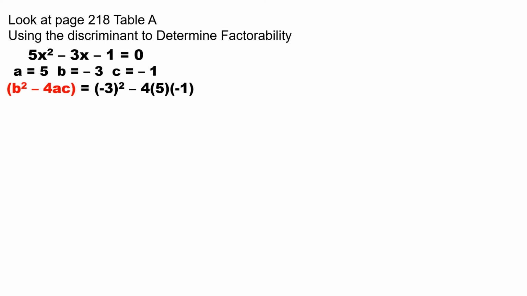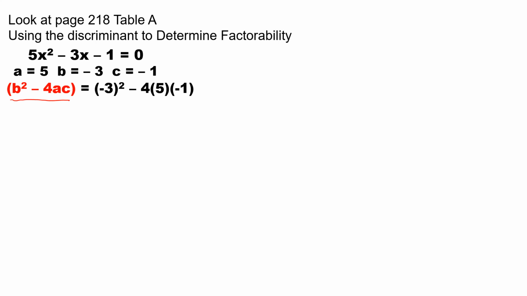So if you look at page 218, there's a table A. It's called using the discriminant to determine factorability. So here's a quick way for you to determine, should I use the factoring method or should I use the quadratic formula? And so you take your given equation, that's the one we had, I think, in the previous section. You've determined the A, B, and C. Then you're going to take that discriminant, and the discriminant is just taking the b squared minus the 4ac. That's actually what's on the top of the quadratic formula.